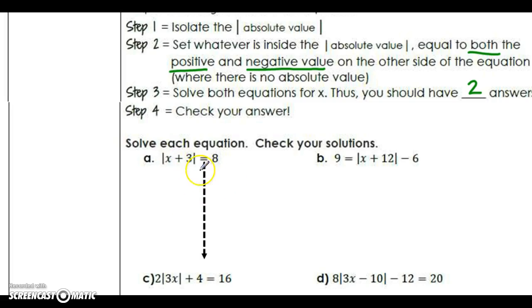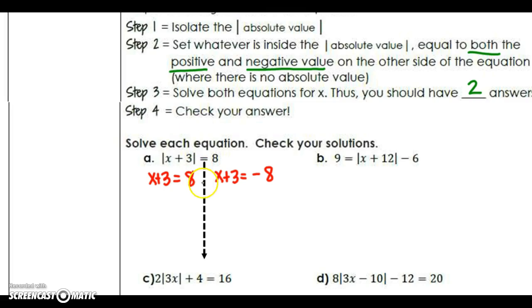So if that helps you, go ahead and do that. So first, we're going to look for this being isolated. Yep, it is. So we can go ahead and move to step 2. Setting up two equations, one equal to a positive on the other side and one equal to a negative, not where the absolute value is. So that would be the 8. So we're going to have x plus 3 equaling positive 8 and x plus 3 equaling negative 8.